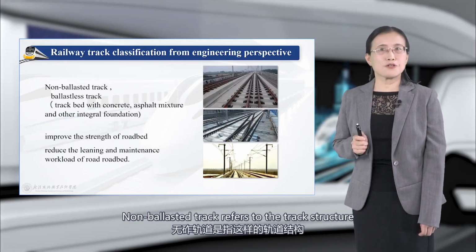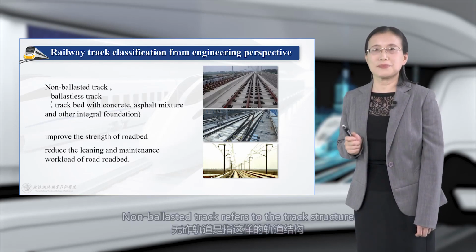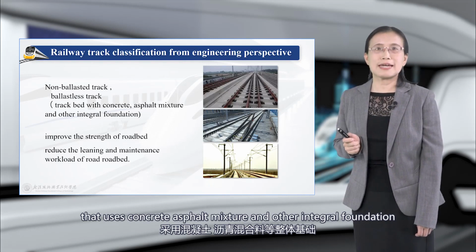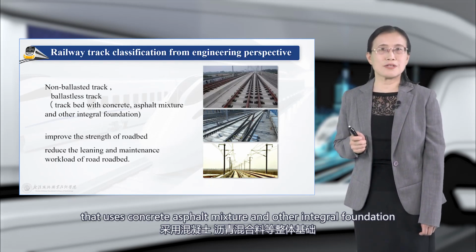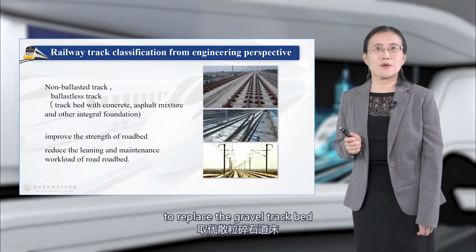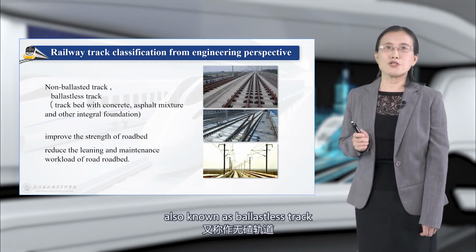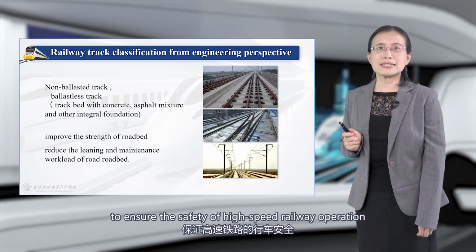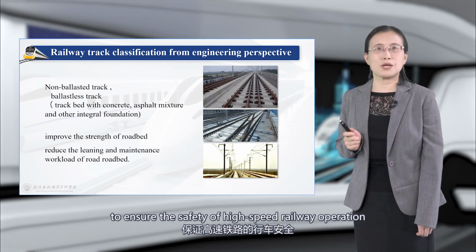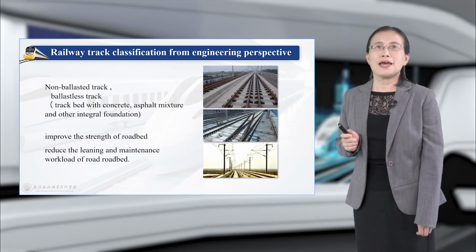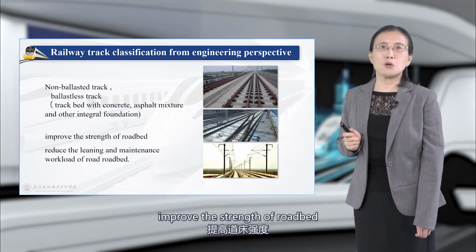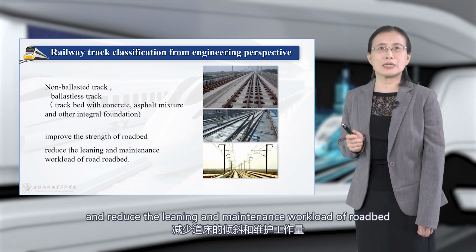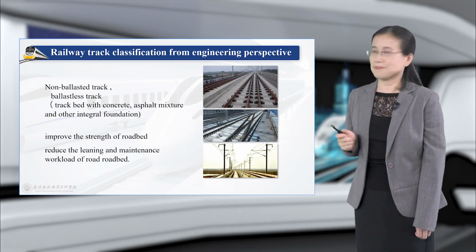Non-ballasted track refers to the track structure that uses concrete, asphalt mixture, and other integral foundation to replace the gravel track bed, also known as ballastless track, to ensure the safety of high-speed railway operation, improve the strength of road bed, and reduce the maintenance workload of road bed.